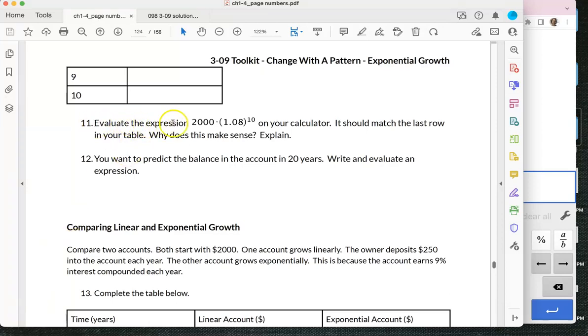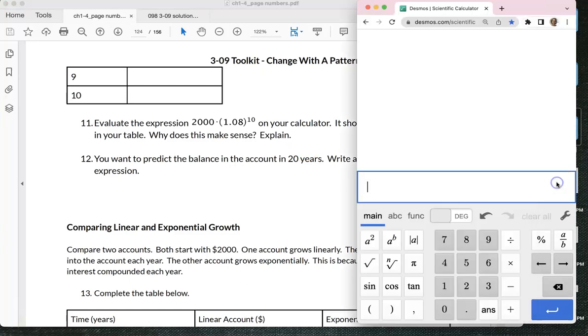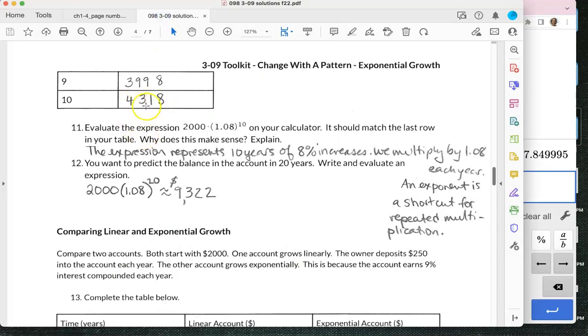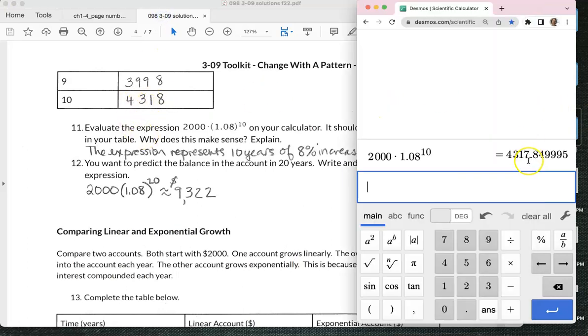Question 11 says, evaluate the expression 2,000 times 1.08 to the 10th power on your calculator. It should match the last row in your table. 2,000 times 1.08 to the 10th power. Is that the same thing that we had in the table? 4318 is what I wrote. So yeah, that's basically the same amount of money.